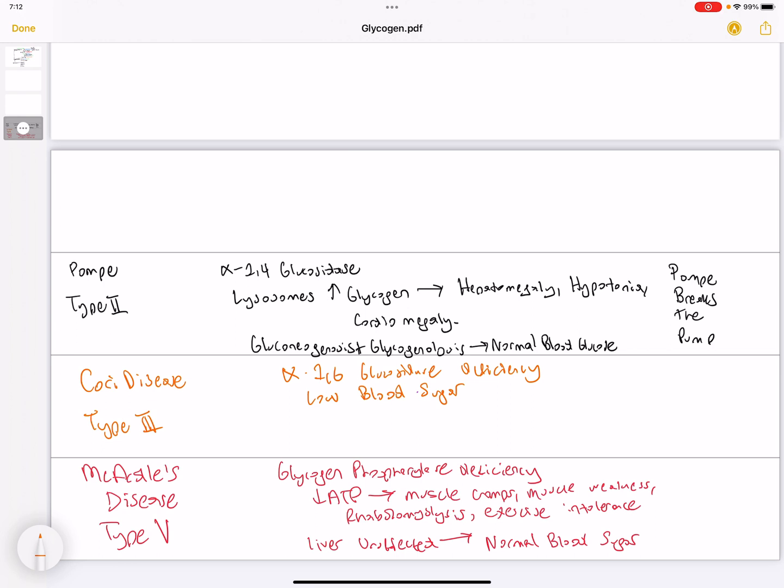Now, because there is going to be glycogen being built up within the liver, we will expect hepatomegaly. We will also expect hypotonia due to buildup of glycogen in the muscle. And because we're going to have low blood sugars, we're going to have an increase in gluconeogenesis. And because we have an increase in gluconeogenesis, this can put the patient at a risk for ketoacidosis.